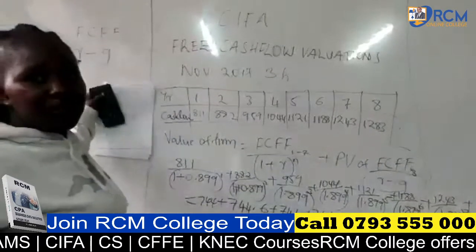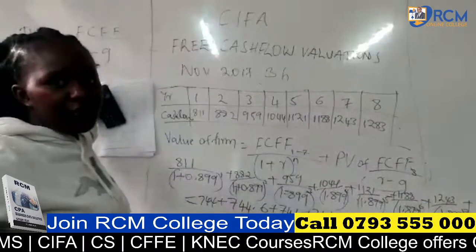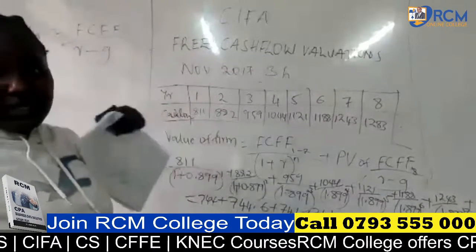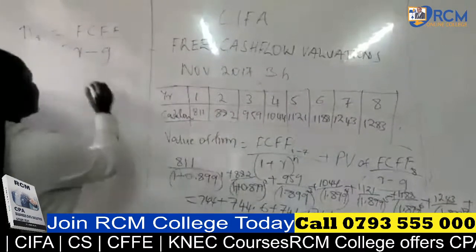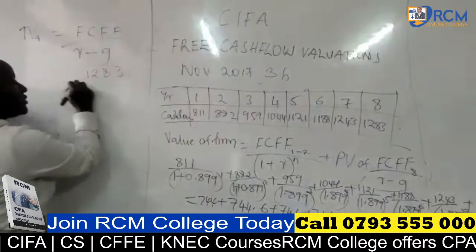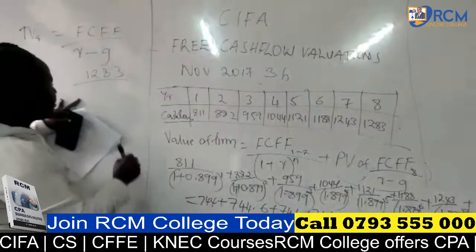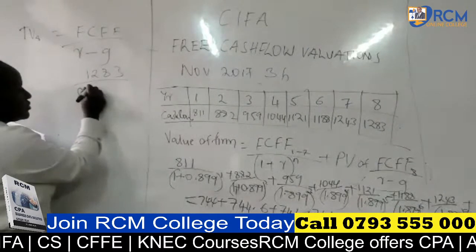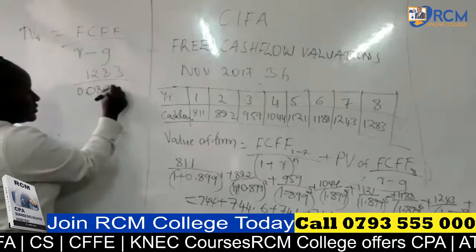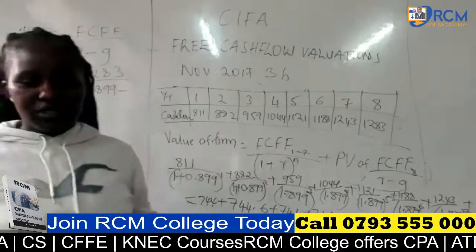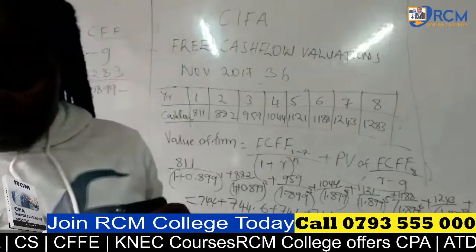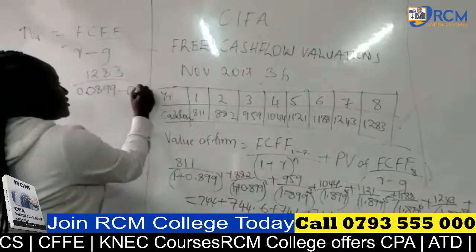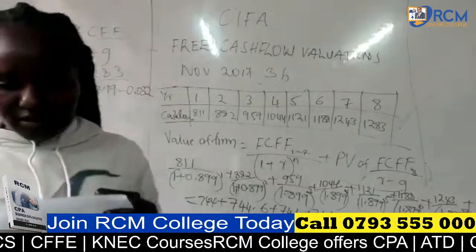Remember, we are trying to get the final value. We have our cash flow at year 8 as 12.83. What is our weighted average cost of capital? It is 8.89. And what is our growth? 0.032. So what are you getting?